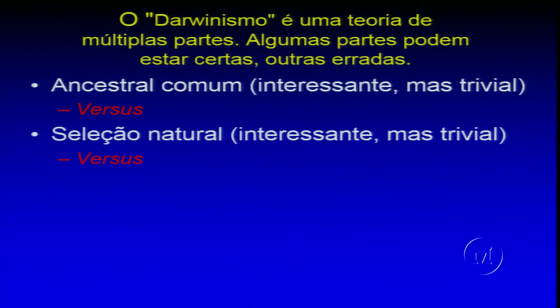Another part of Darwin's theory is the idea of natural selection, that an organism which is somehow a little bit better fitted to its environment will survive better. And again, that's interesting, but really trivial, because who would deny that an organism that was better fit to its environment would have a better chance to survive? You know, that's interesting, but it's not really a big surprise.